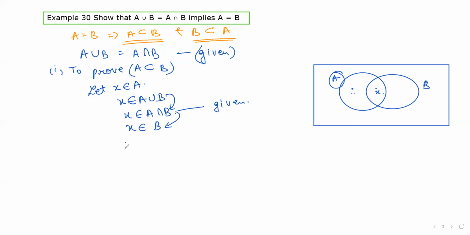So from this condition, we can say that A is a subset of B because X can hold any element of A. So all the elements of A also belong to B. Therefore, A is a subset of B. Now let's consider another element, but now in set B. Now we'll prove the second part, B is a subset of A.